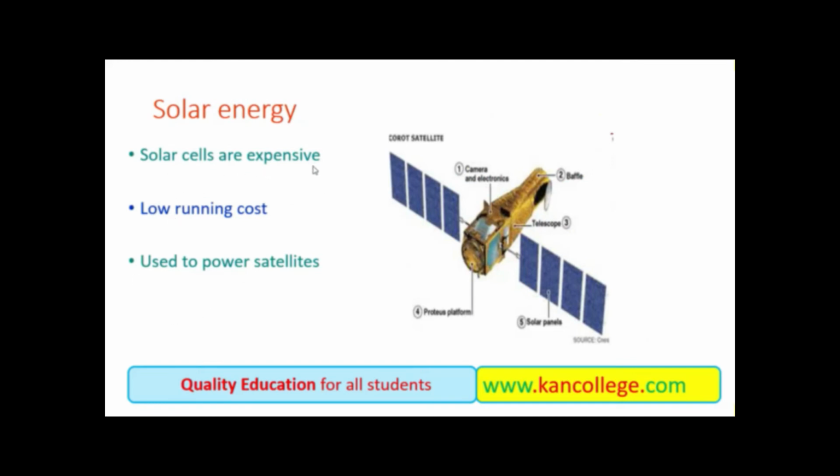Solar cells are very expensive. In the past they were even more expensive, but with the passage of time solar cells are getting cheaper, though relatively they are still expensive. But their running cost is very low and they have a long life of almost 25 years. These solar cells are very useful to power satellites, as there is no other source of energy which can be continuously available in space. So solar cells are used to power the satellites.